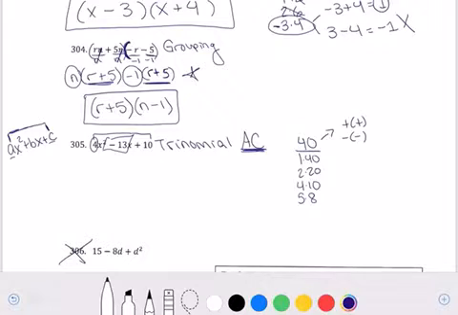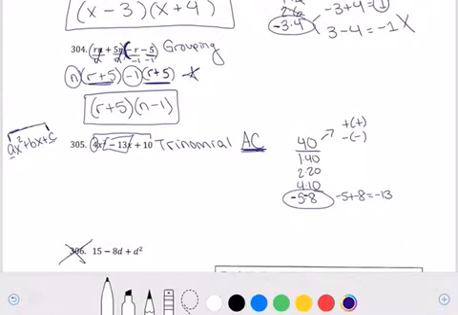Okay, the only pair that will in some way add to this negative 13 is 5 and 8. But a positive 5 and a positive 8 will add to positive 13. I need this to be a negative 5 and a negative 8, because negative 5 plus negative 8 is equal to negative 13.